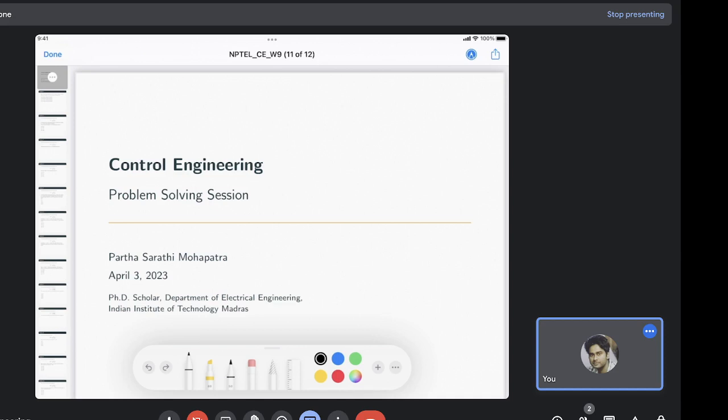So what we will do is, first we go for the gain adjustment. If the specifications are not met, then we go for the compensator design, and the compensator could be a lead compensator or a lag compensator.